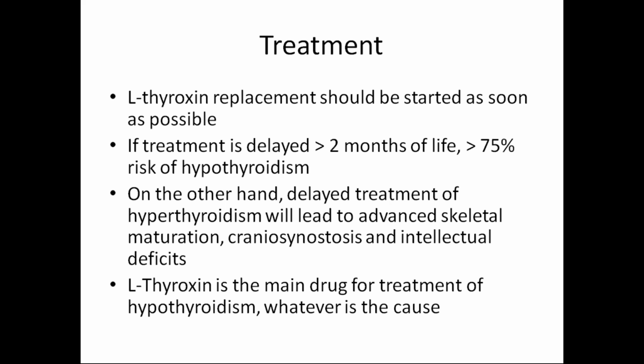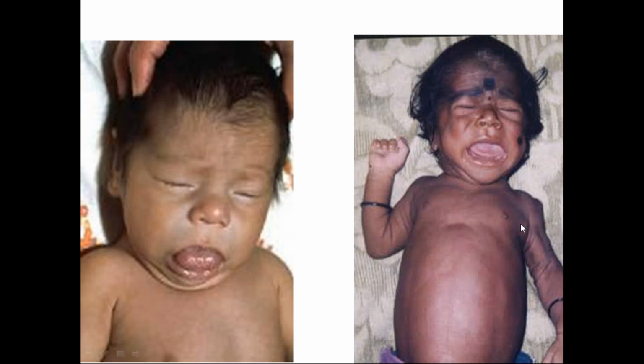So this is of importance. On the other hand, delayed treatment of hyperthyroidism will lead to advanced skeletal maturation, synostosis, and intellectual defects. We'll discuss it later. And levothyroxine is the main drug for treatment of hypothyroidism, whatever the cause may be. Just remember that there are not many drugs. There is only one drug, very easy to remember and very easy to associate with. These are the few pictures naturally taken. These are the cases which you will see.